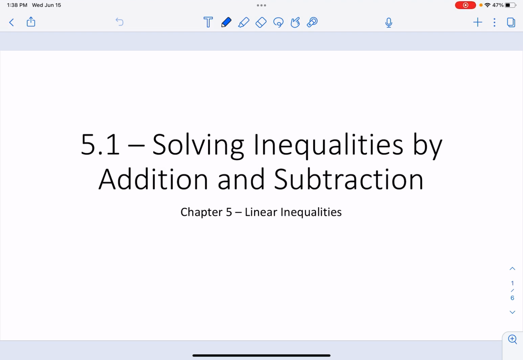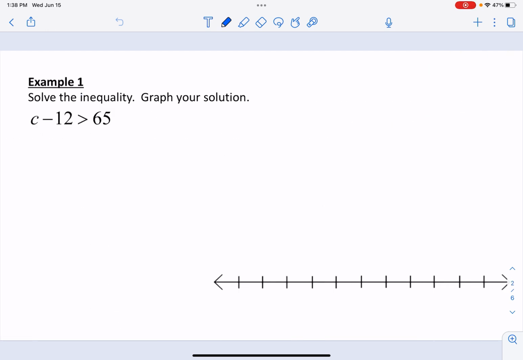In this lesson, we're going to be solving inequalities by addition and subtraction. Really, inequalities are just like solving equations, just instead of having an equal sign, we have an inequality sign. So instead of having one or two solutions, you're going to have an infinite amount of solutions. You'll see what I mean here once we get through an example.